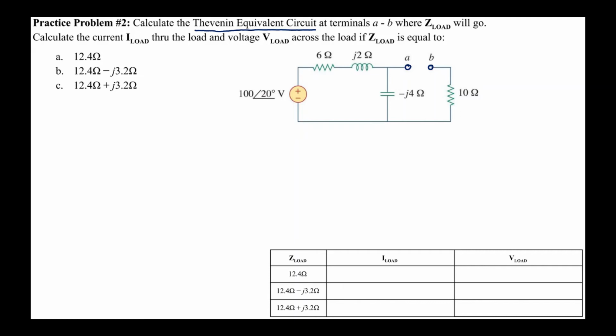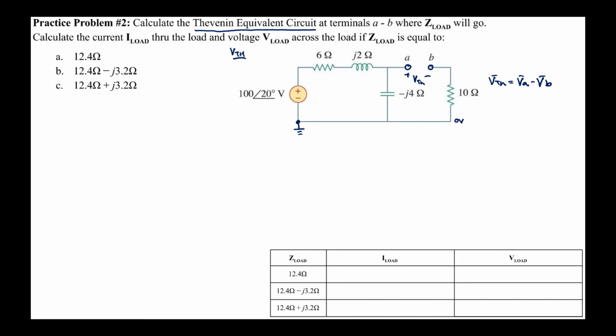The circuit already is missing Z load, so I'm already set up to solve for V Thevenin, which had the step of removing the load and then assessing the voltage between A and B. Again, remember that V Thevenin can be written in the nodal format as VA minus VB. To help us with the node voltage notation, let's assign a ground to the negative terminal of the voltage source. Doing so sets this entire bottom node to 0 volts.